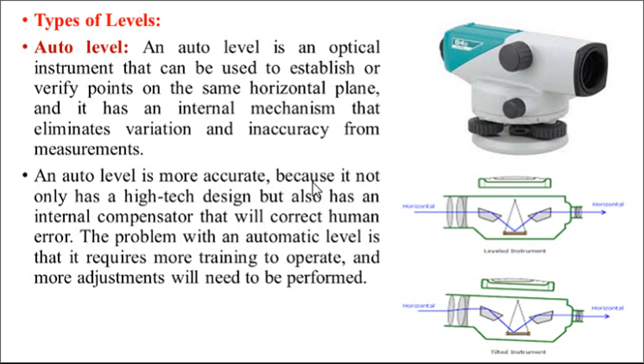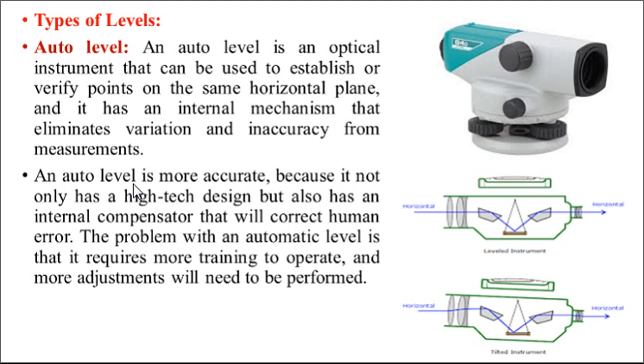An auto level is an optical instrument that can be used to establish or verify points on the same horizontal plane, and it has an internal mechanism that eliminates variation and inaccuracy from the measurements. So in this auto level there is one part called the tilt compensator. With the help of the tilt compensator, if there is a small error in the line of collimation, that error can be automatically compensated.